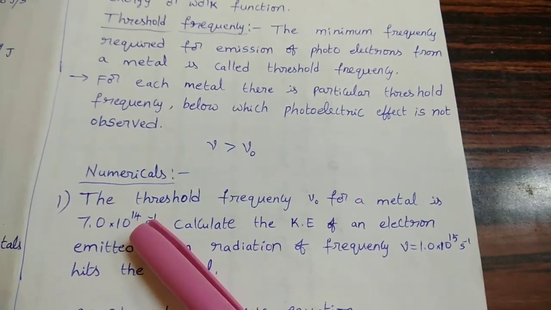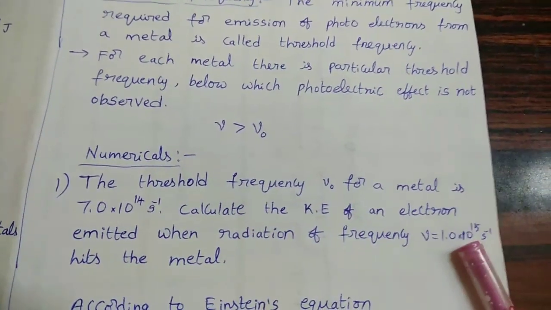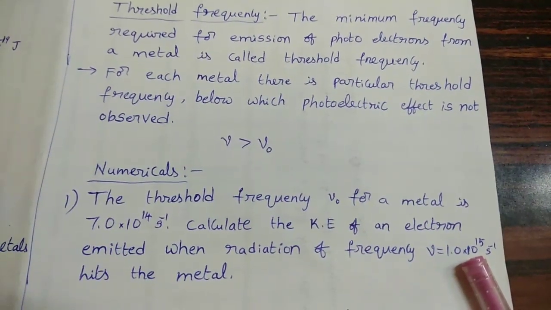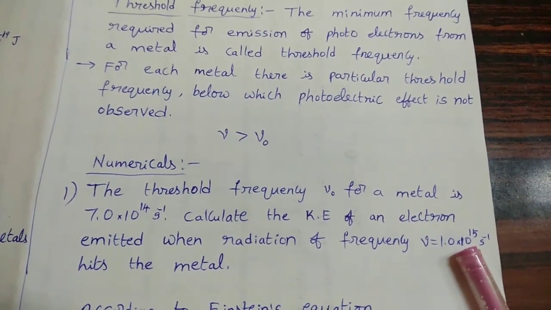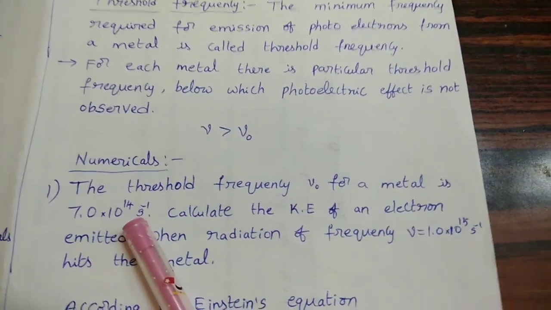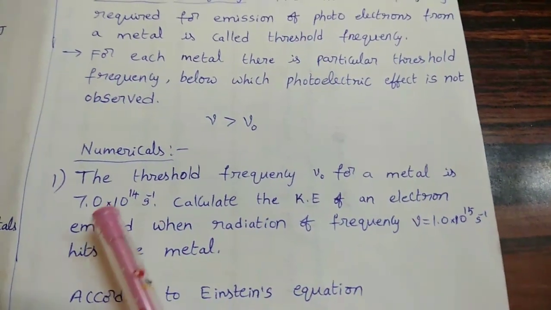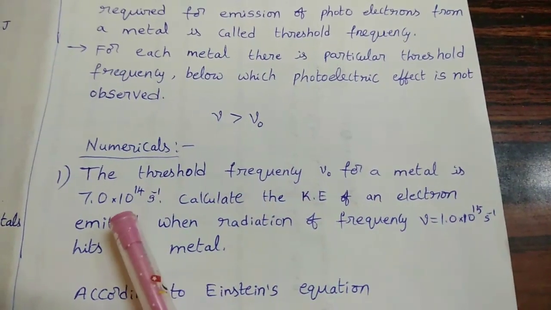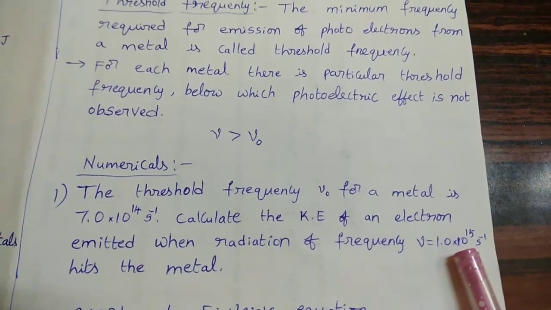this is the threshold frequency, 7 × 10^14 second inverse. This is the incident beam frequency, 1.0 × 10^15 second inverse. Generally students may get confused. Here 7 × 10^14, here 1 × 10^15. So 7 is bigger than 1. That's why threshold frequency is more than the frequency of the incident beam.